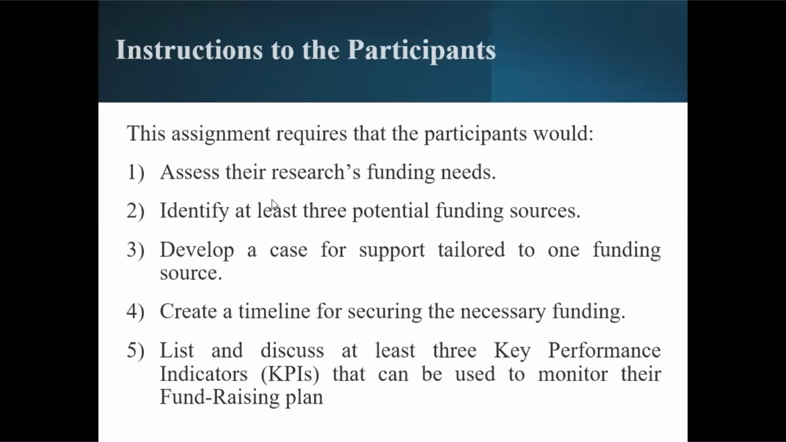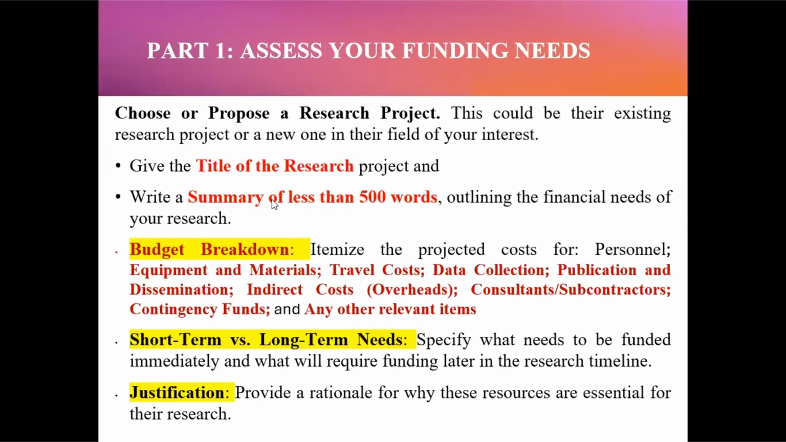So in summary, what we are expecting from the participants is that they should, 1, assess their research funding needs, 2, identify at least 3 potential funding sources, 3, develop a case for support tailored to one funding source, 4, create a timeline for securing the necessary funding, and then 5, list and discuss at least 3 key performance indicators that can be used to monitor their fundraising plan. So I will now go into each of those 5 parts.